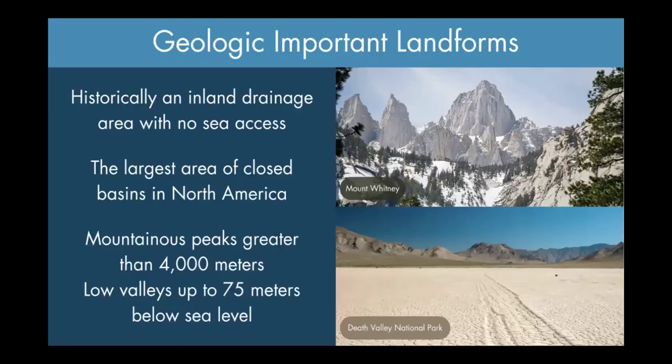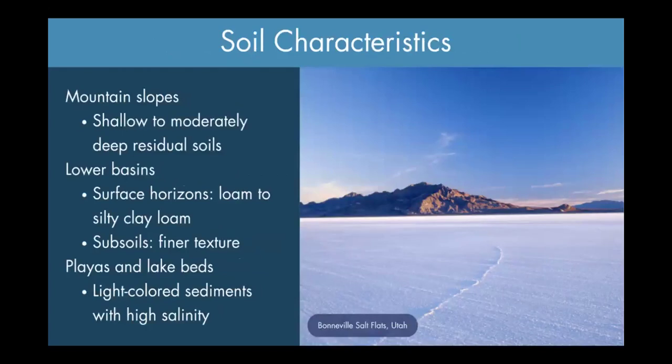Historically, the Great Basin was an inland drainage area with no sea access, the largest area of closed basins in North America. It's an area diverse in elevation levels, with mountainous peaks over 4,000 meters tall and low valleys below sea level. The images here are of Mount Whitney, which is 4,418 meters tall, and Death Valley, which is 75 meters below sea level.